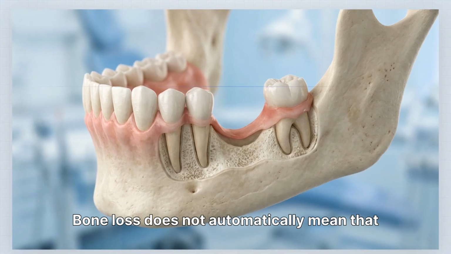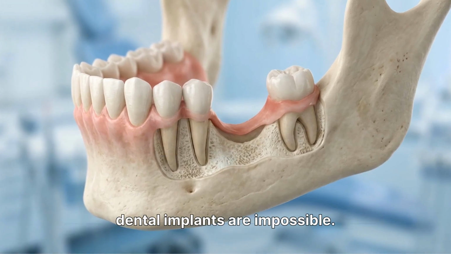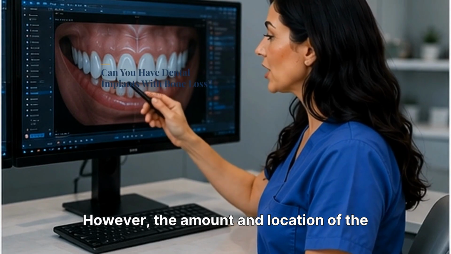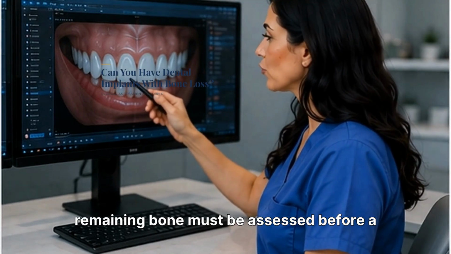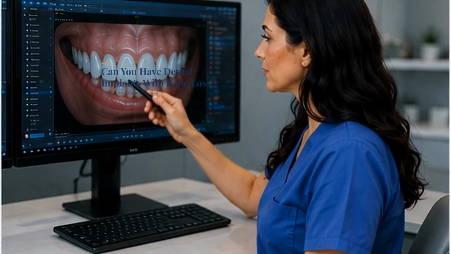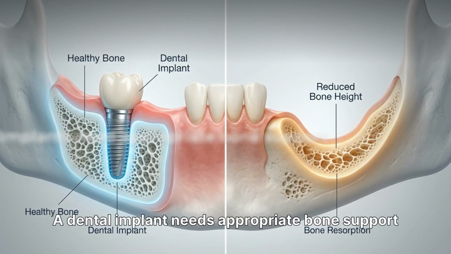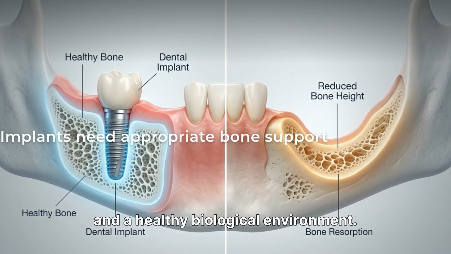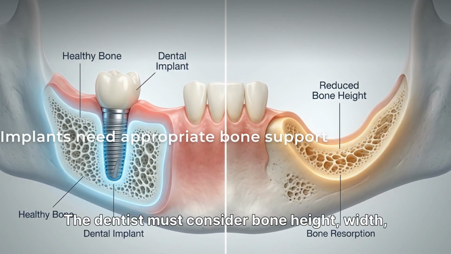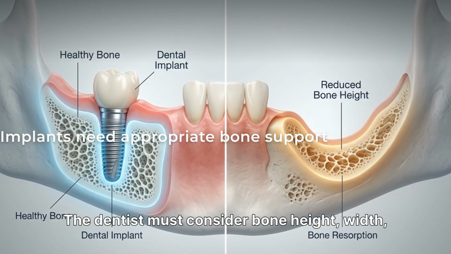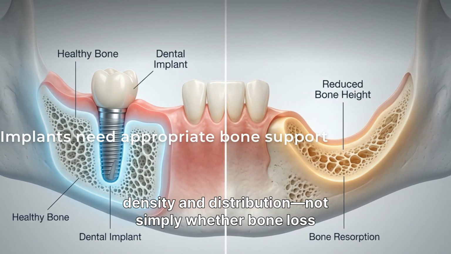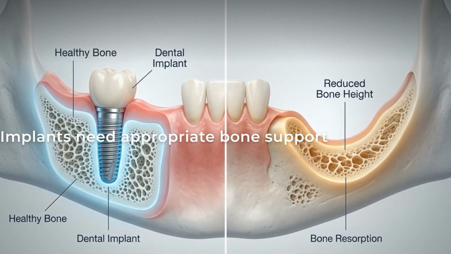Bone loss does not automatically mean that dental implants are impossible. However, the amount and location of the remaining bone must be assessed before a safe treatment plan can be considered. A dental implant needs appropriate bone support and a healthy biological environment. The dentist must consider bone height, width, density, and distribution, not simply whether bone loss is present.